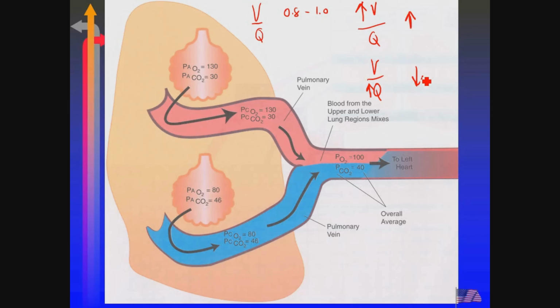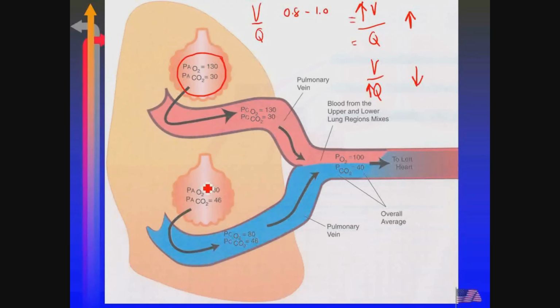What this is showing is that in the apices, because I have more ventilation than I do perfusion, I end up with an alveolar PO2 that's a little bit higher than normal, and an alveolar carbon dioxide that's a little bit lower than normal. Higher ventilation, lower PCO2. Okay?